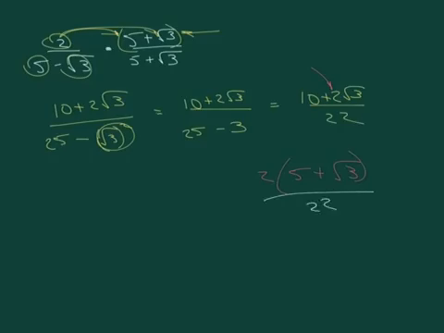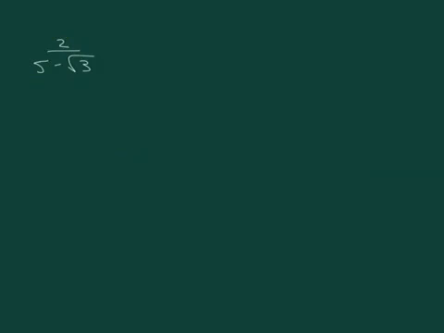Alright, now the reason I did that is I wanted to see if I could reduce that. And 2 over 22 reduces to 1 over 11. Or we can just get rid of that 1 there and just have 5 plus the square root of 3 over 11. Alright, so let's do number 9, and we're getting down to being about done with this lesson.